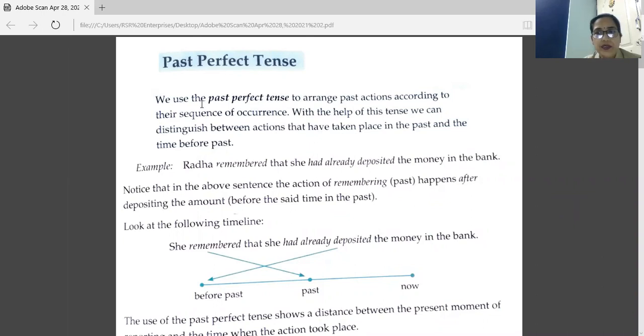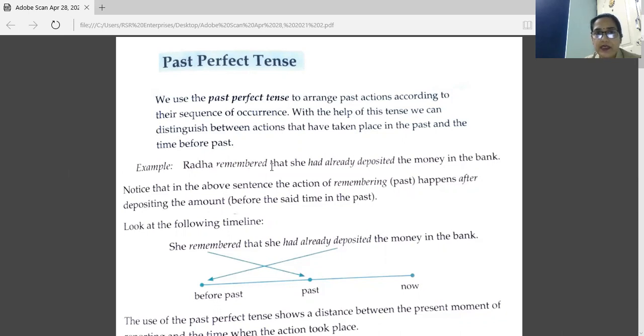We use the past perfect tense to arrange past actions according to their sequence of occurrence. With the help of this tense, we can distinguish between actions that have taken place in the past and the time before past. Okay, I'll explain with the help of this example.